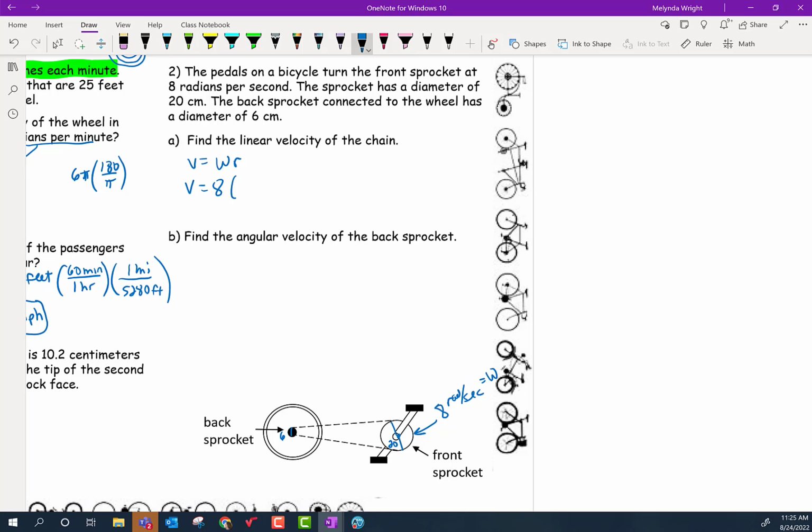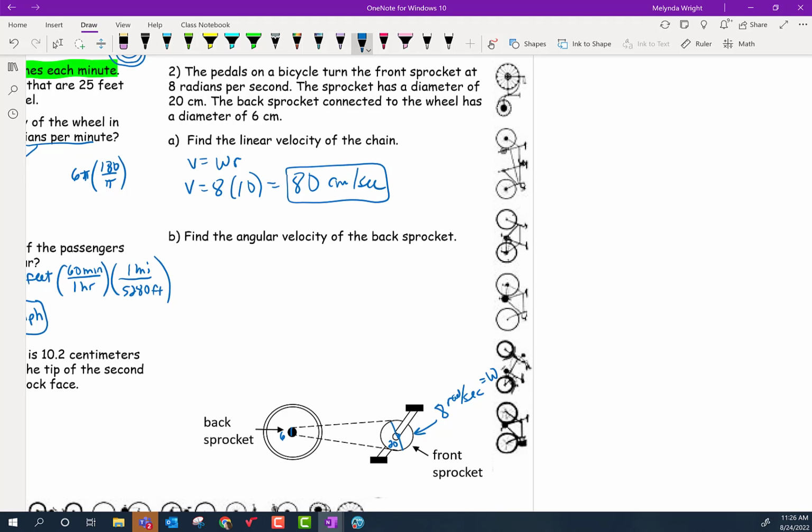Since we use the angular velocity of the front sprocket, we have to use the radius of the front sprocket. You cannot mix and match like that. You've got to use this, so that has to be 10 centimeters. So our linear velocity is 80 centimeters per second. Okay, not too bad.